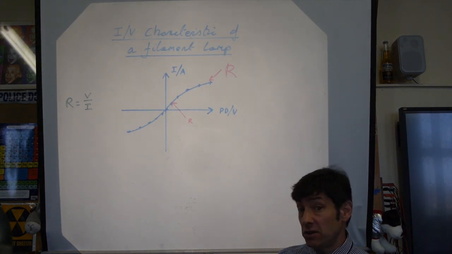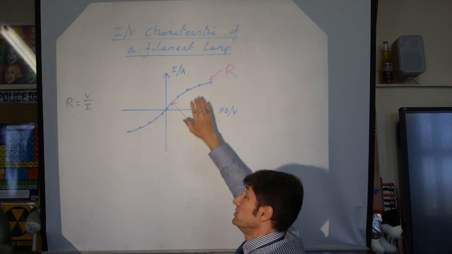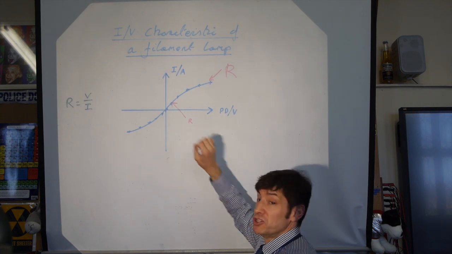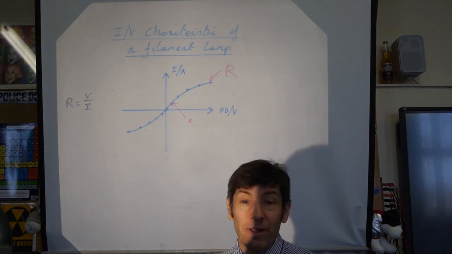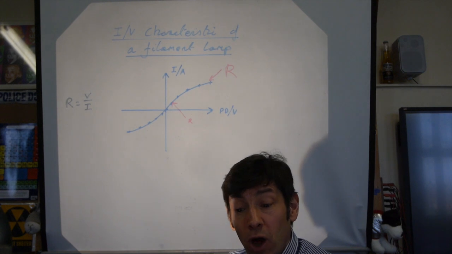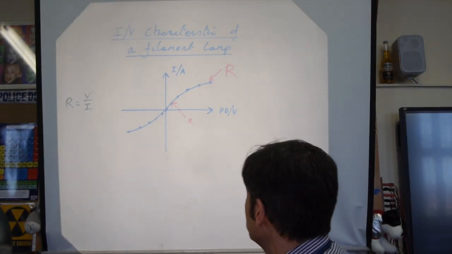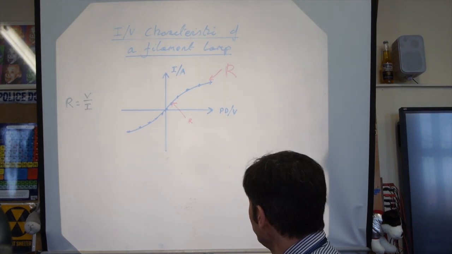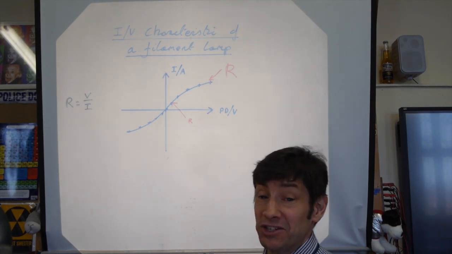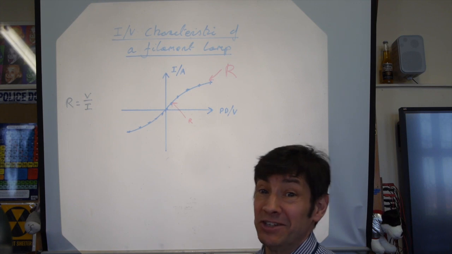I think at GCSE you probably just need to describe the fact that the resistance had increased and know the shape of that graph. Anyway, I hope that was useful. You now know a lot about the current voltage characteristic of a filament lamp. So that just leaves us to do the LED, and I'll see you soon to do that.